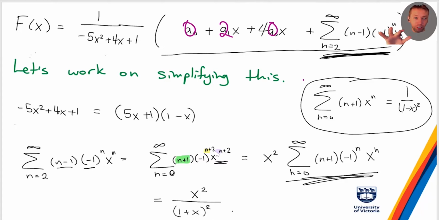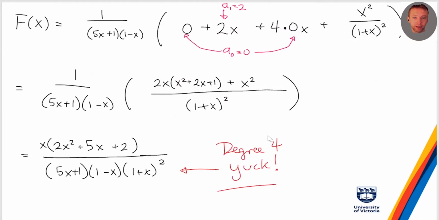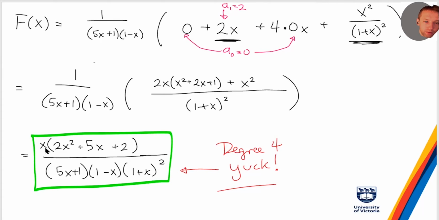So now I've actually got a formula for f of x, because I can write a nice closed formula. I plug in a0 is 0 and a1 is 2 into that thing, and I plug in this for my infinite sum. And so I've got f of x is 5x plus 1 on the bottom, 1 minus x on the bottom. And then if I put everything together, I've got this 2x here. If I want to combine this with this fraction, I have to multiply by a 1 plus x squared.